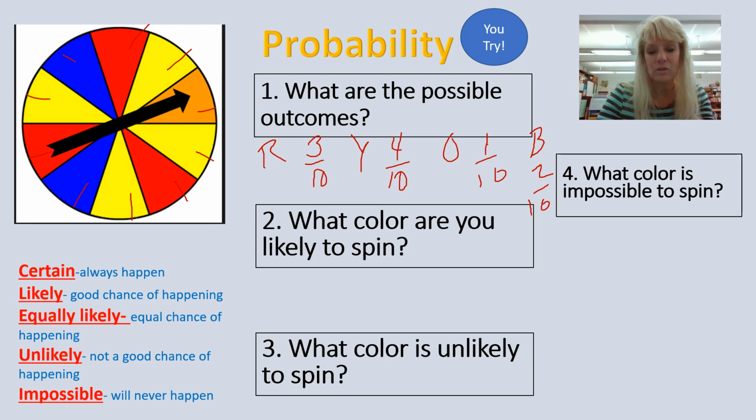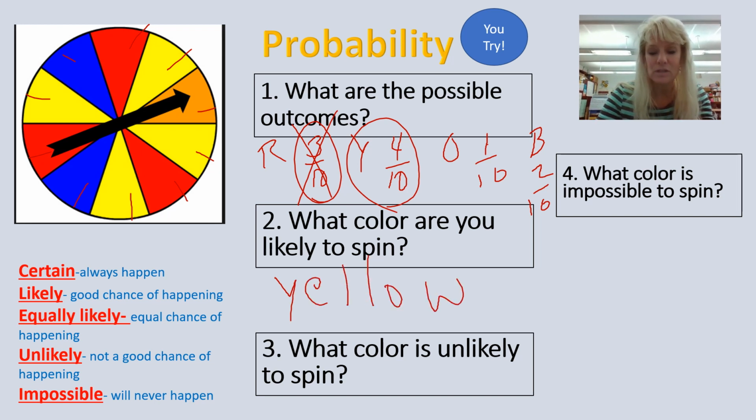All right, what color are we likely to spin? It's going to be the one that has the most. What is the color that it's more likely to spin? It's going to be my yellow, and that's because there are 4/10 of those. It's the most amount.